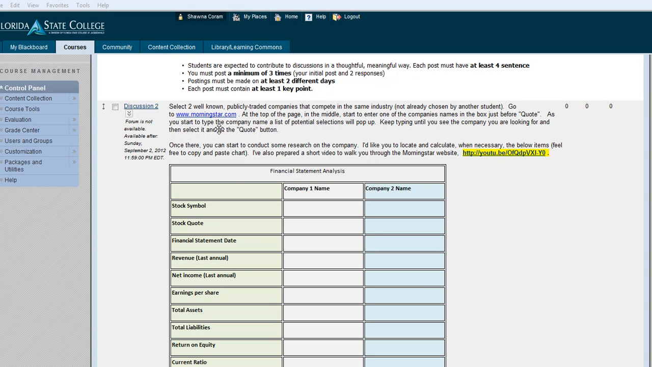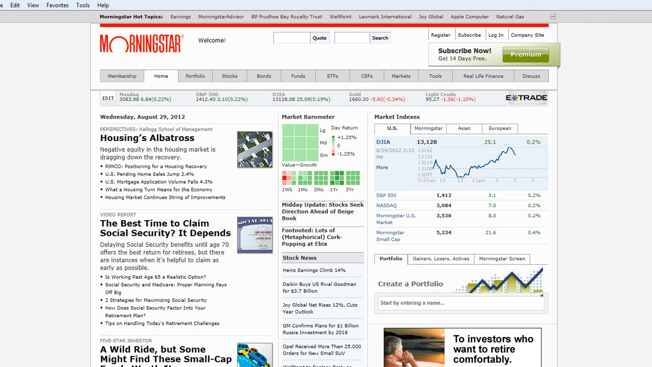Then I ask you to go to Morningstar, locate all of this information, write it down, and then analyze it. Based on this information, who had the higher revenues of the 2 companies and the highest net income? Who has the highest total assets and liabilities? And then you can also look at those 2 ratios. So let me walk you through Morningstar real quickly and show you where to grab this information from.